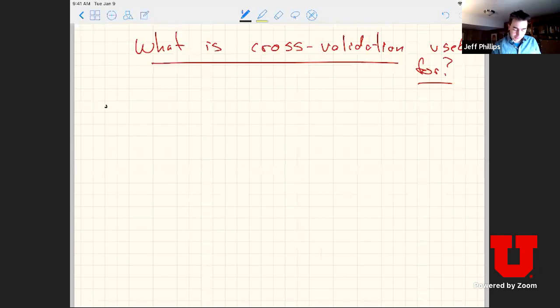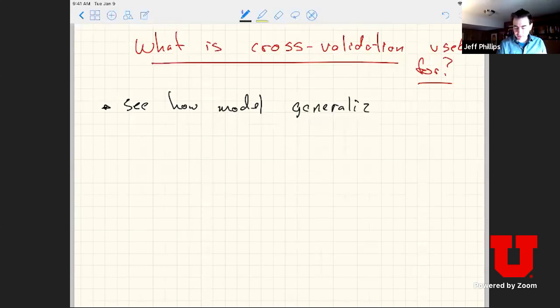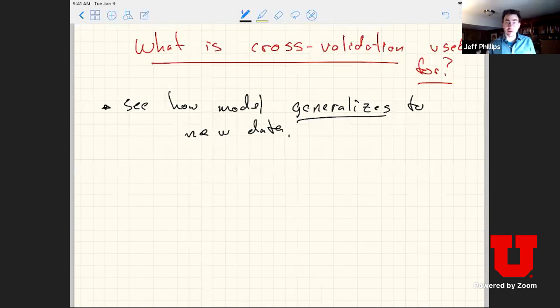Okay, so the first thing is to see how a model generalizes to new data, right? This is what we talked about explicitly. If I divide through by the number of test points, I could see basically what is the expected squared error on some new data I haven't seen yet, right? So let's see how it generalizes onto new data.